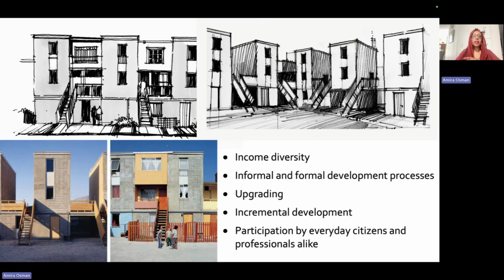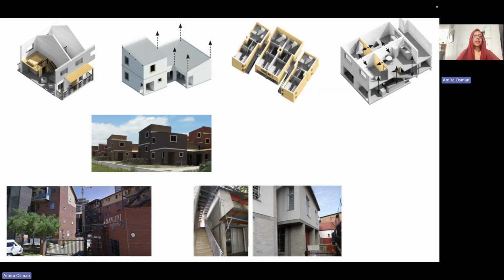This is another building in Latin America, in Peru, by Elemental, Alejandro Aravena, where the capacity to adapt and change and extend is built into the initial design, but again, no specific reference is made to open building. But this type of development in these types of contexts in the global south allows for income diversity, informal and formal developments happening together, upgrading, incremental development, and participation by everyday citizens and professionals alike.